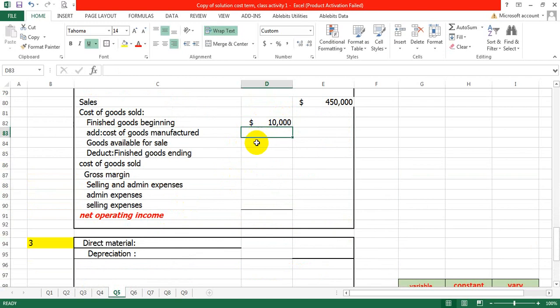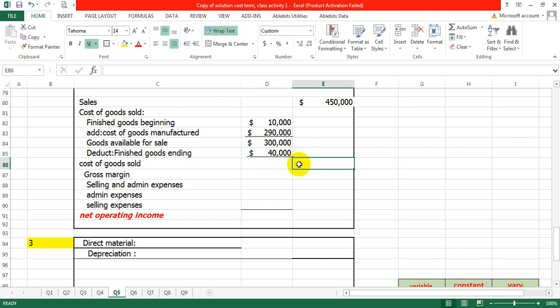My cost of goods manufactured, already I have done, 2,90,000, right? So my goods available for sale is, we will sum these two values, 3 lakh. Deduct finished goods ending, and my finished goods ending is 40,000, right?